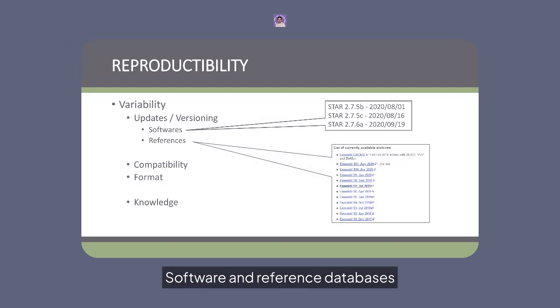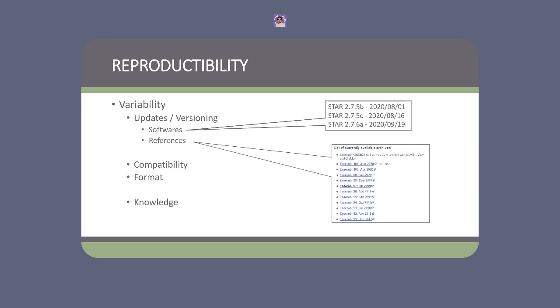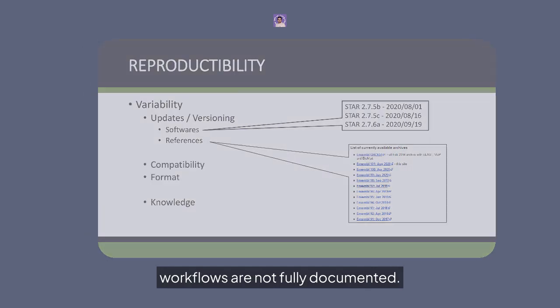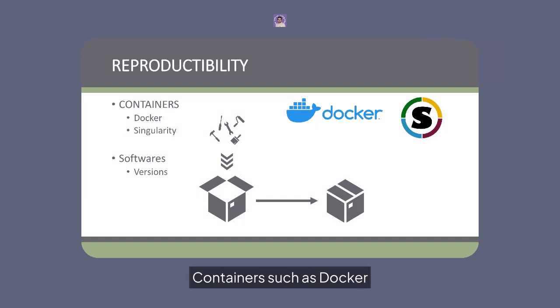Software and reference databases are frequently updated, leading to version differences. Compatibility issues and changing file formats add complexity. In addition, staff turnover can result in loss of tacit knowledge if workflows are not fully documented. Containers such as Docker and Singularity address these issues by packaging software and all dependencies into a single versioned image.